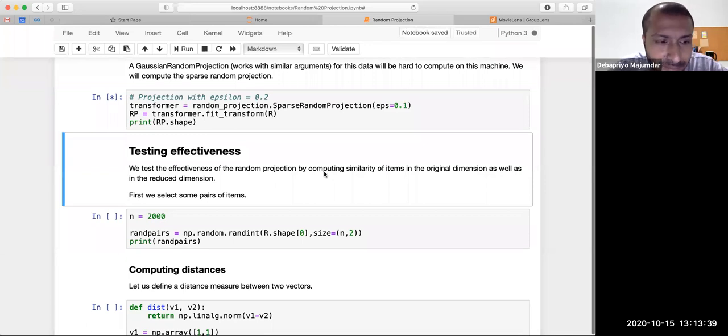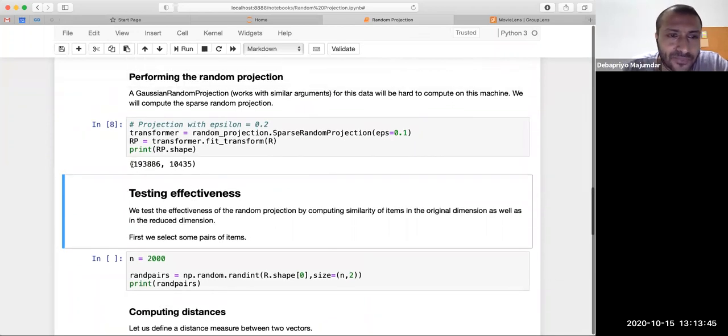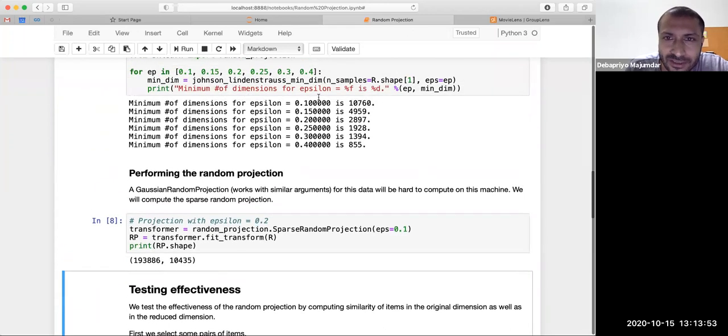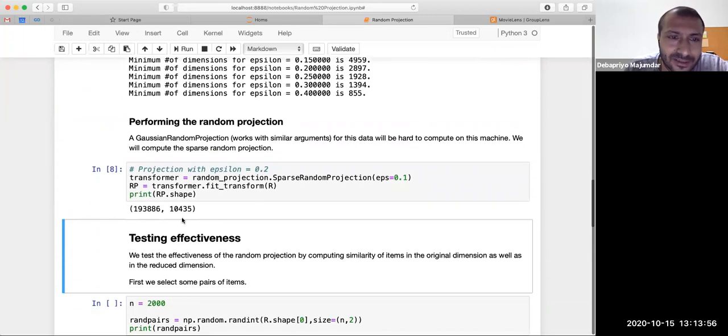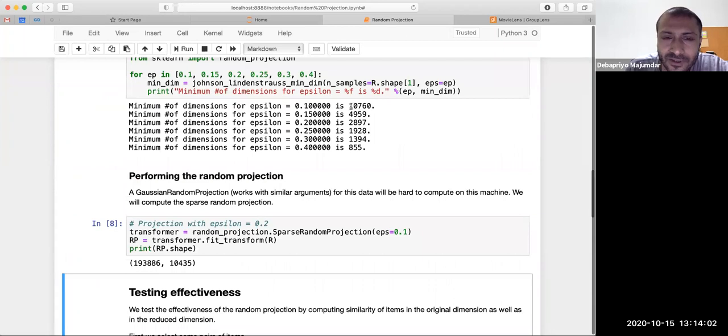It's taking some time, but at least it's feasible with the whole MovieLens data. Yeah, it's done. So now our shape has become these many movies, but only 10,435 dimensions. Now remember that the estimate that we got was 10,760, but given this data, it could actually do for 10,435. So this means these estimates are kind of order of.